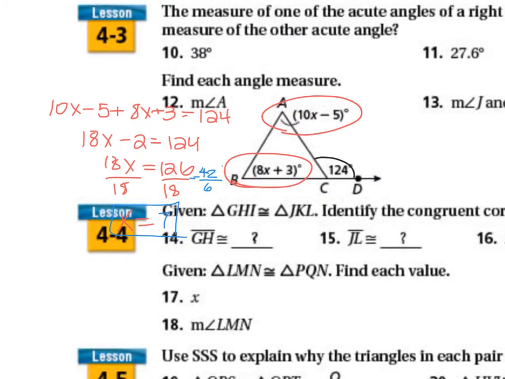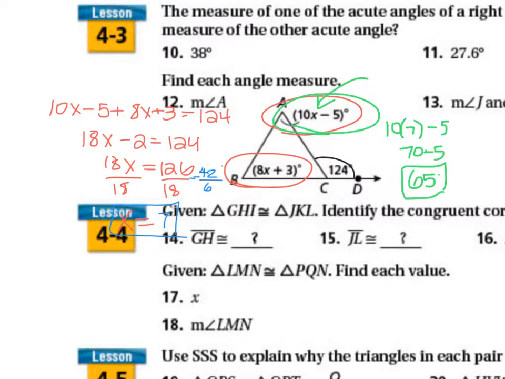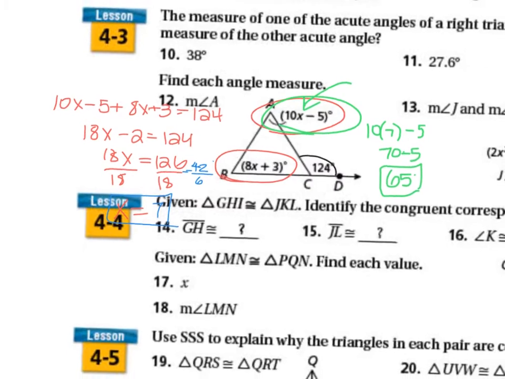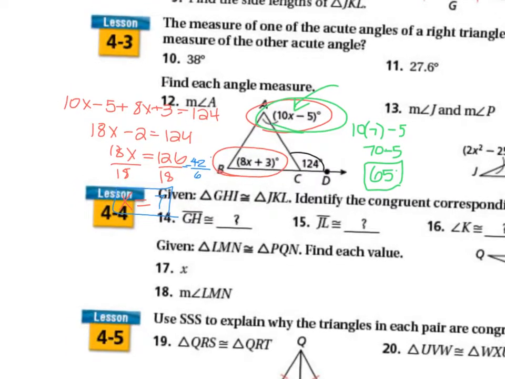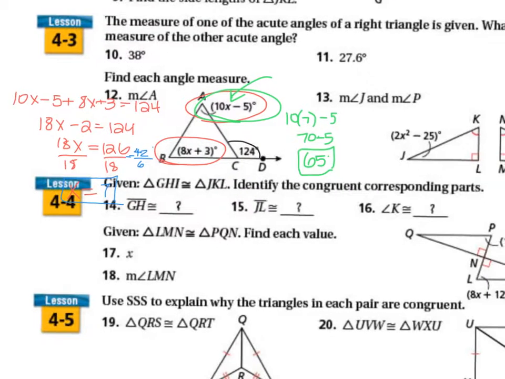And then if it wanted a specific angle, like it does this time, it says to find the measure of angle A, I just have to take that 7 and plug it back in. So 10 times 7 minus 5, 70 minus 5, which is 65. I would be very, very careful with your instructions on your test. Sometimes it asks you for x. Sometimes it asks you for the measure of an angle. You've got to make sure that you read the difference and know to plug it back in if you need to. You don't want to lose credit just because you don't read instructions.